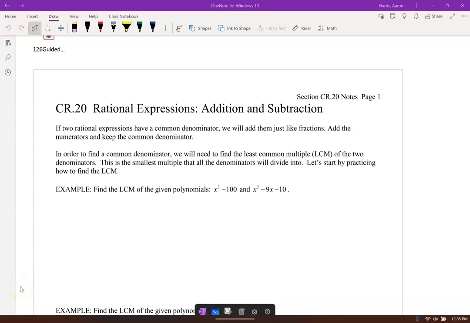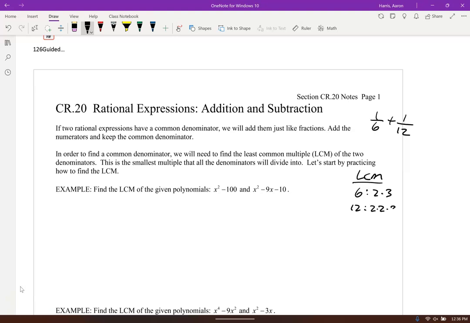All right, so CR20, take a look at these addition and subtraction of rational expressions. If you remember when we're adding just number fractions, like 1/6 and 1/12, you'd have to find the least common multiple of 6 and 12. What you did is factor both of them. That's 2 and 3, or 2 and 2 and 3. The least common multiple was the most of whatever you have. In other words, the 6 has 1 two, the 12 has 2 twos, so you'd have to take 2 twos, and they both have 1 three. So the least common multiple was 2 squared times 3, 12.